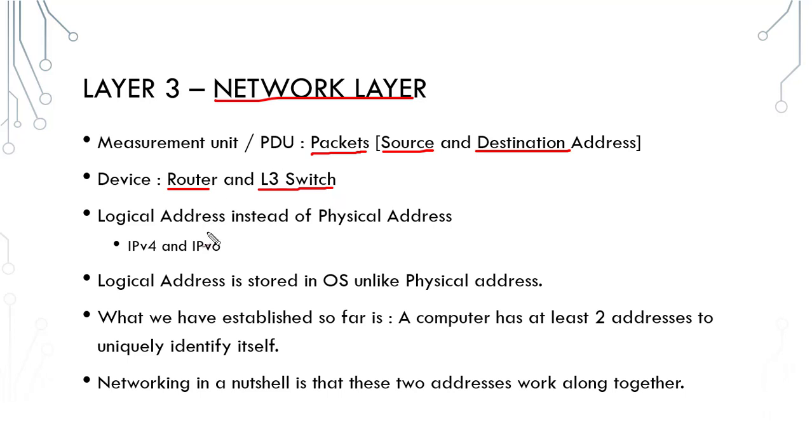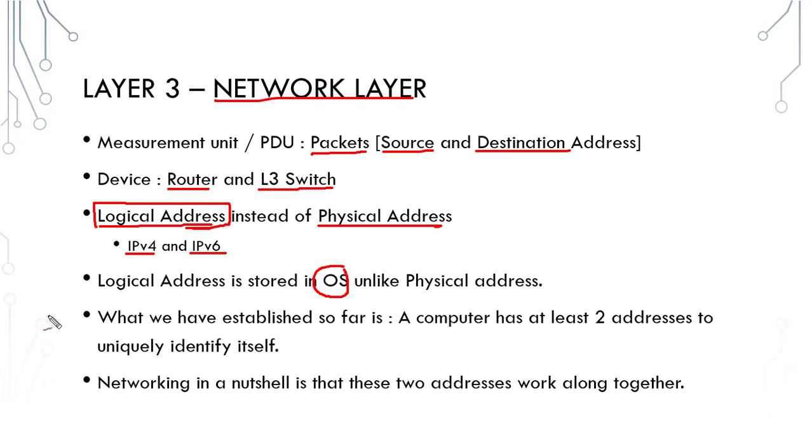The data link layer uses physical addressing, so layer 3 uses logical addressing instead of physical addressing. Logical address means that these are available within the operating system, and the types of logical addresses are IPv4 and IPv6. So a logical address, just like I said, is stored in the operating system. The operating system may be your Android, your Windows, Mac, Linux, or even the operating system in your switches and routers. Logical addresses are always stored in these sorts of operating systems.